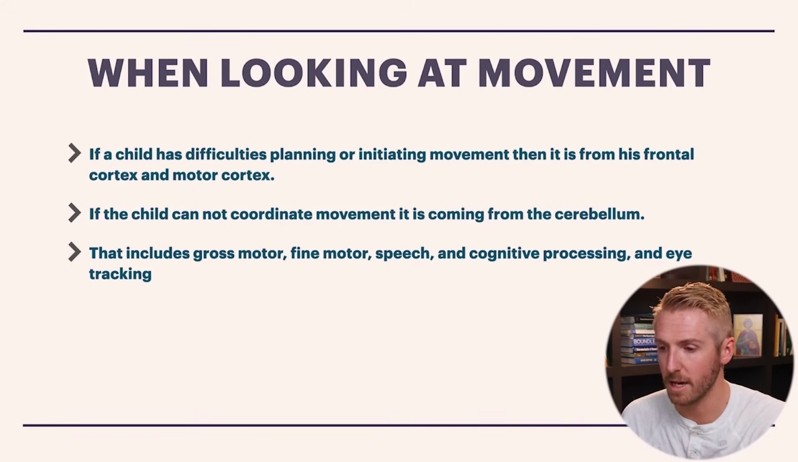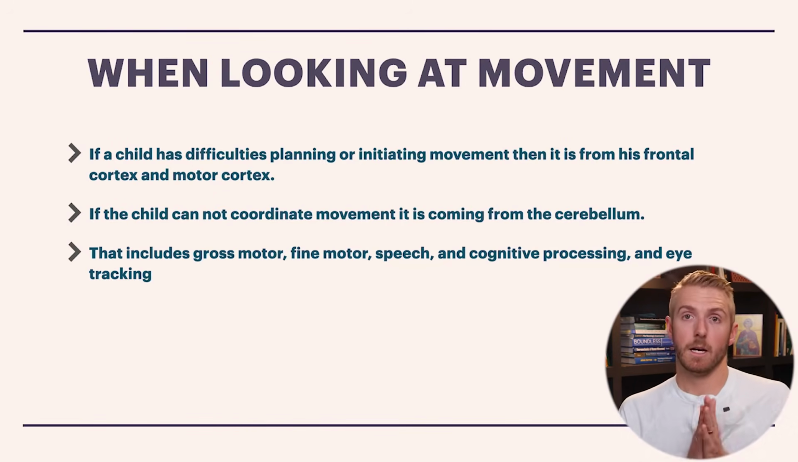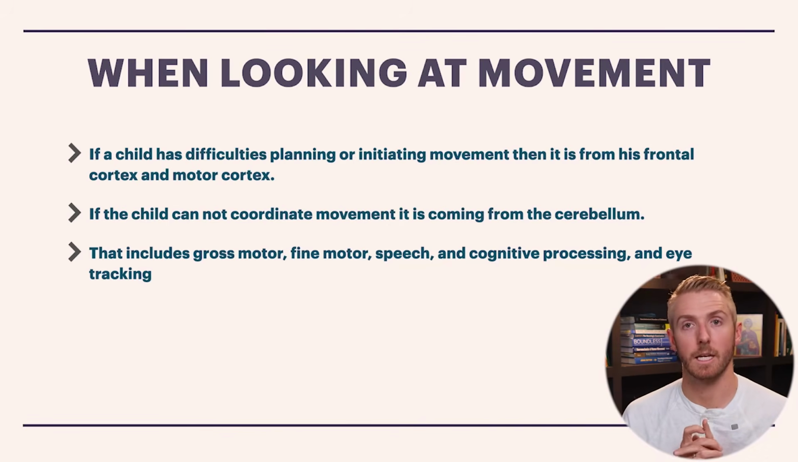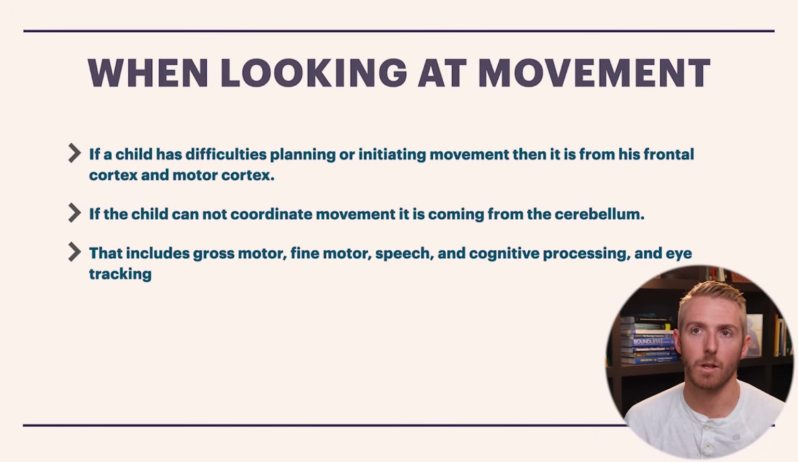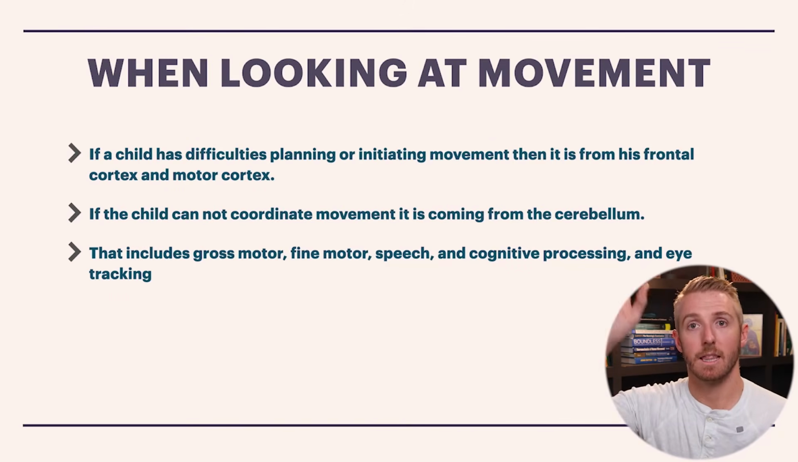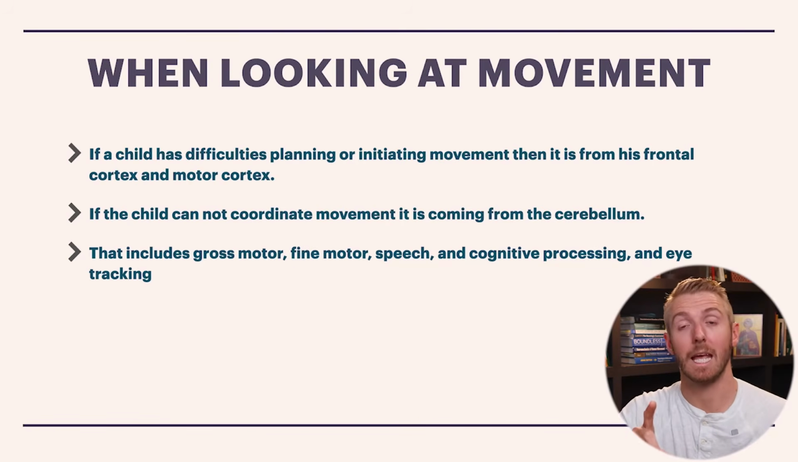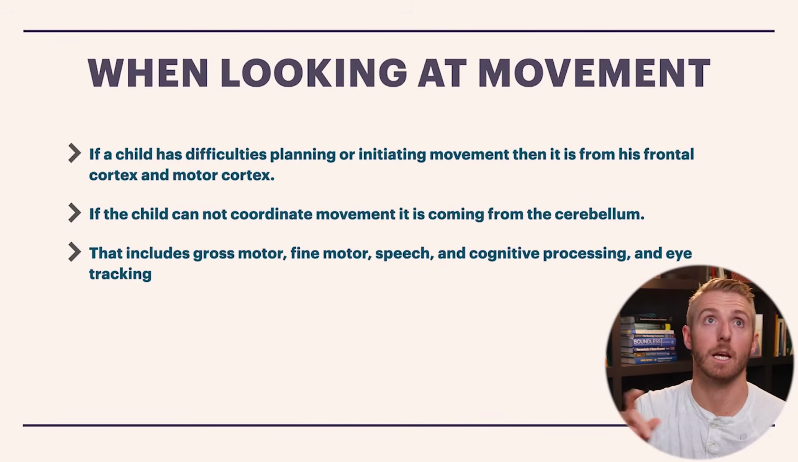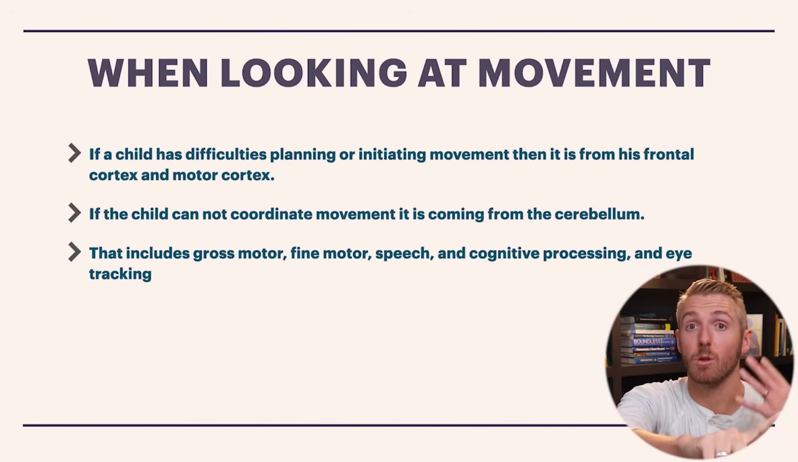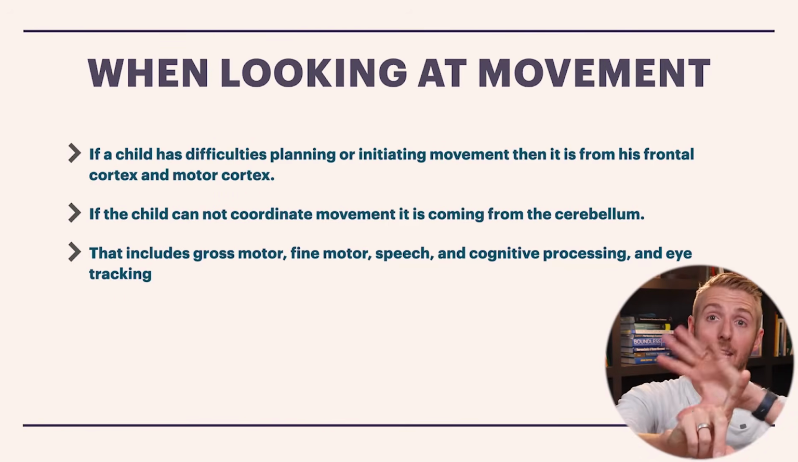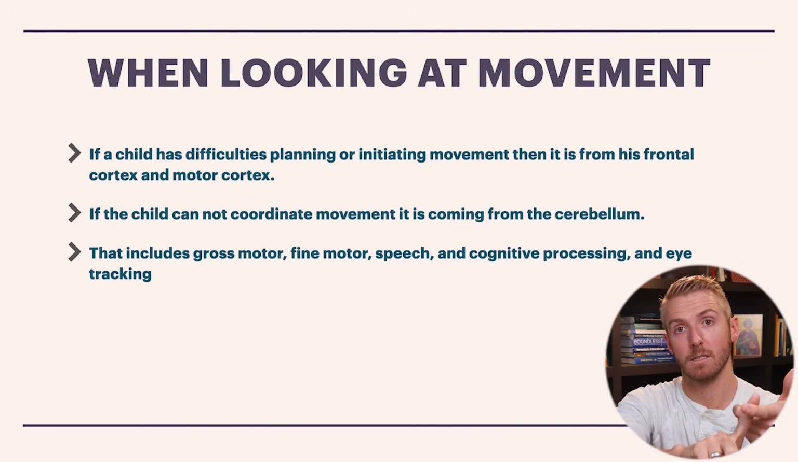Okay, when looking at movement, if a child has difficulty planning or initiating movement, then it's from the frontal cortex and motor cortex. Just a couple basic principles so you understand. If we have a hard time initiating the movement, so you say, hey, I want you to raise your right hand, and they have to think, okay, this is my right hand, and I have to raise it. Or touch my right finger with your right hand, and they think, that's my right hand, I have to move it, and I have to touch it. So it takes them longer to process that and plan that motor movement. That is our frontal cortex.